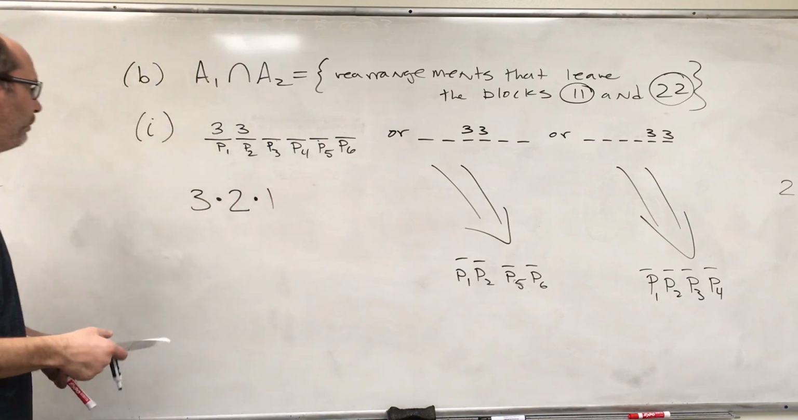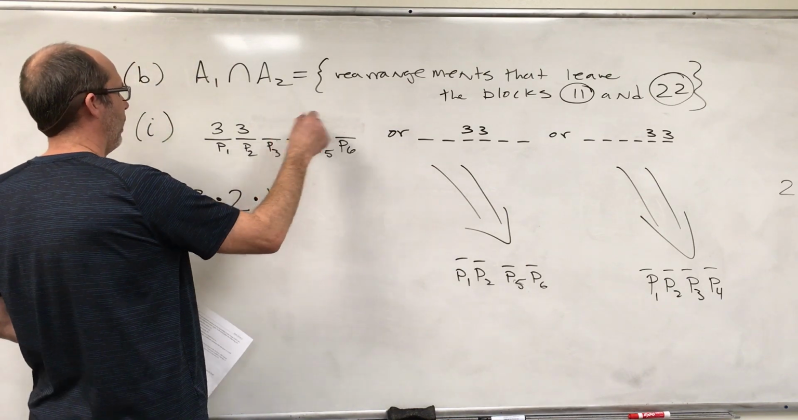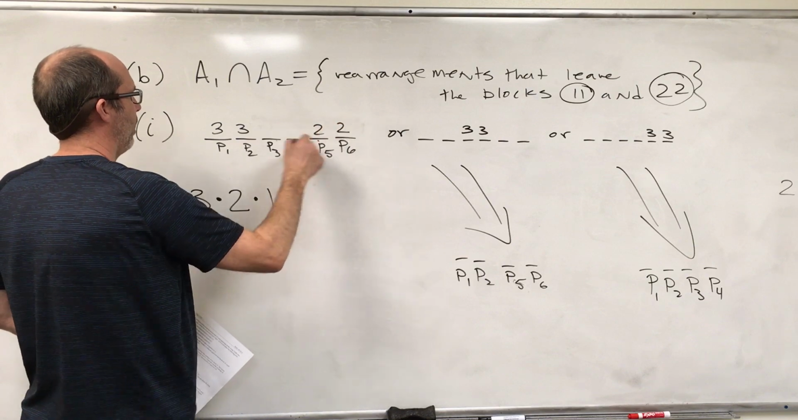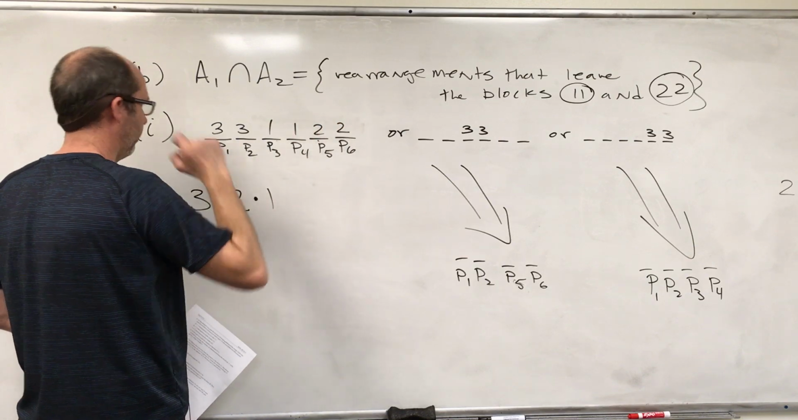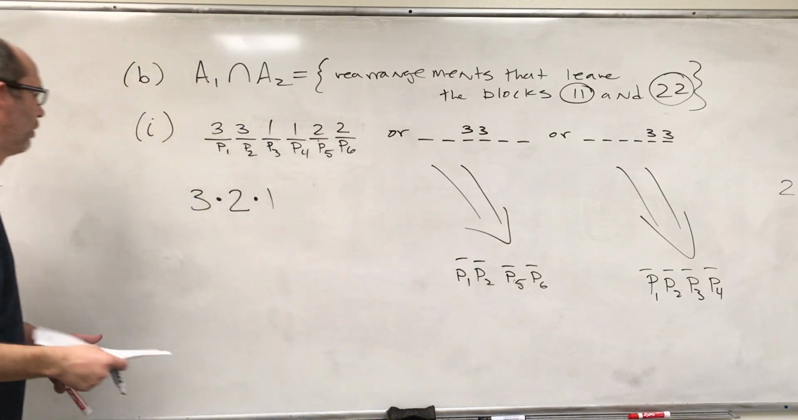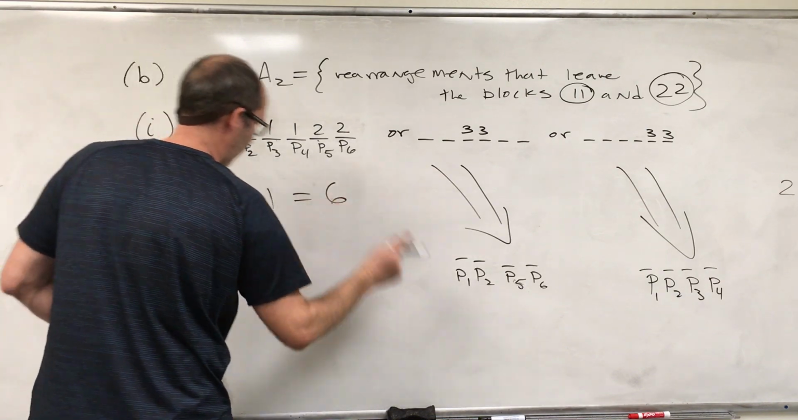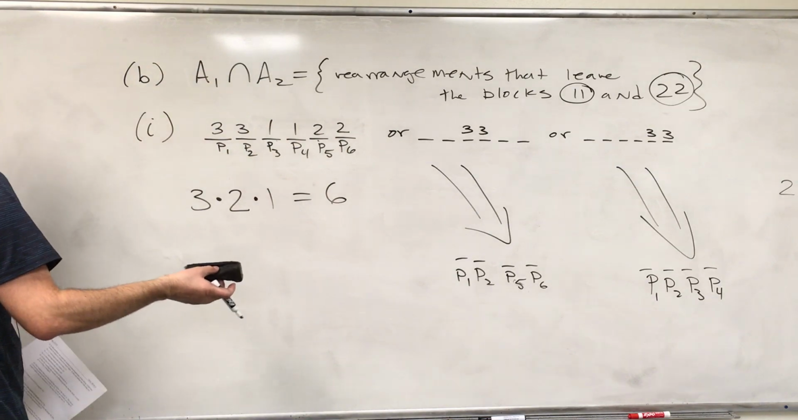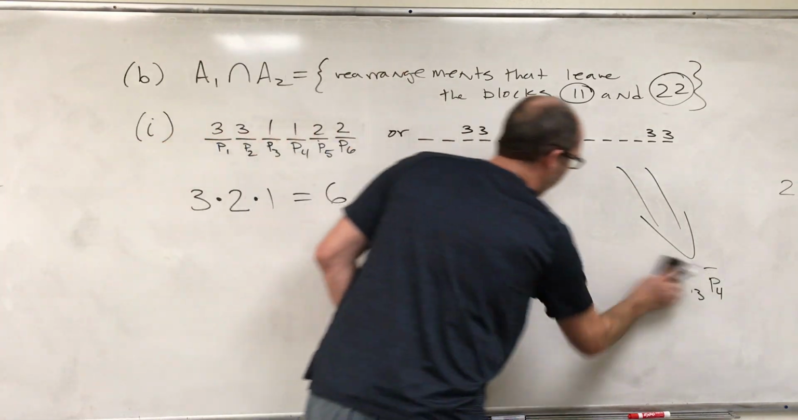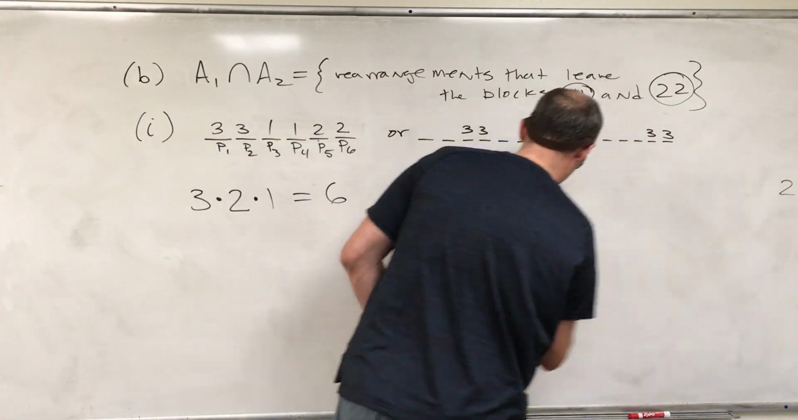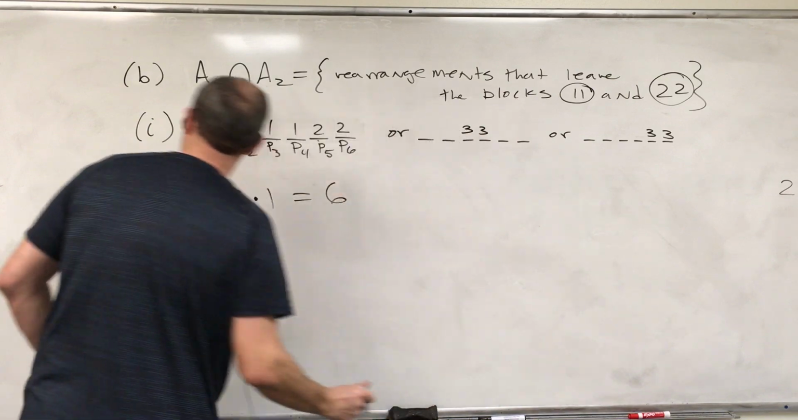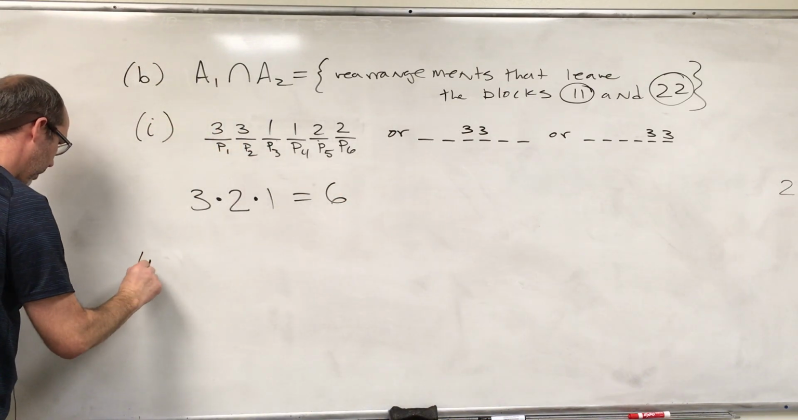And then a 1, right? Because once you pick, let's say we picked those 2 there, then those 2 are determined. Okay. So part I, 3 times 2 times 1, otherwise known as 6, or 3 factorial. Okay, that's I.